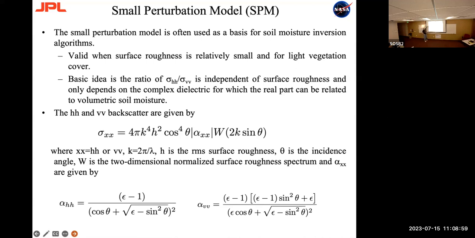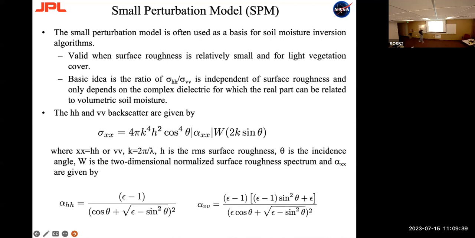Basically, if you work out the formulas, this is a case where you can do things analytically. You can work out what the backscatter is at HH, which means transmit H and receive H, and VV, which means transmit V and receive V. And you can find that the backscatter is related to k and h, which are parameters related to the surface roughness, as is w. So these things are related to the surface roughness. And alpha is a parameter related to the dielectric property, and the dielectric is related to soil moisture. So it's this little chain of events.